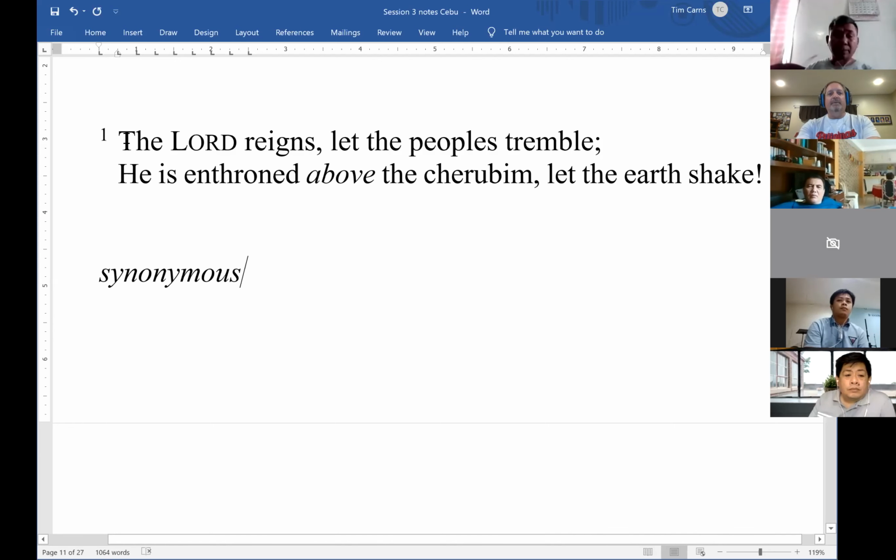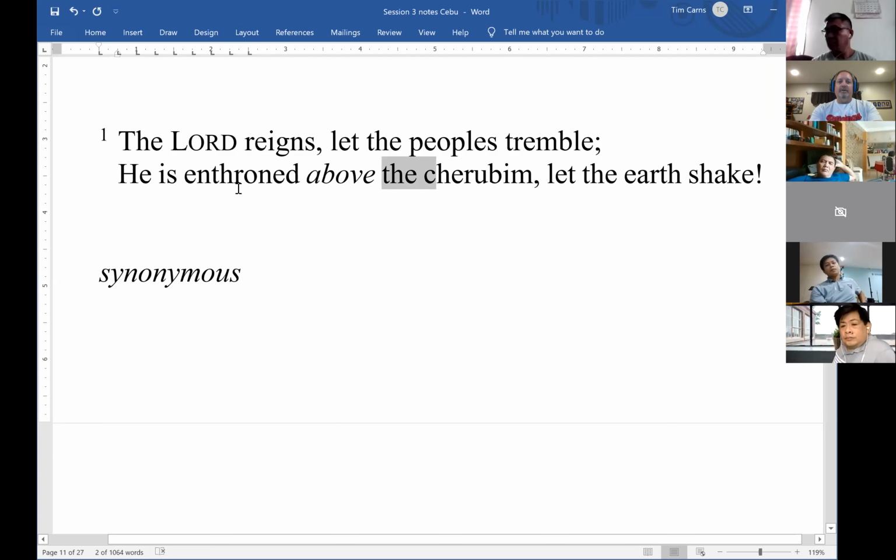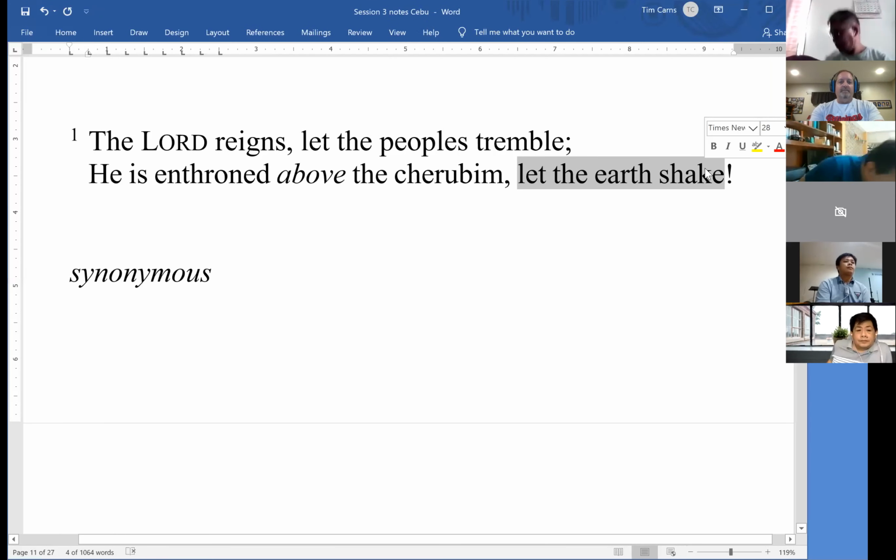This is an interesting form. It's got actually two phrases within each line. So we have the Lord reigns. Now notice the second line, he is enthroned. That's essentially saying the same thing, right? The Lord, he reigns, is enthroned. Now, it added the cherubim, but that's okay. It's still synonymous. And notice there's a second statement. Let the peoples tremble. Let the Earth shake. That's the same idea, isn't it? So this is synonymous.